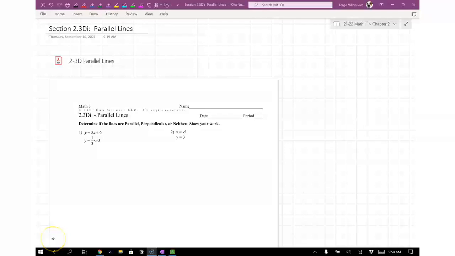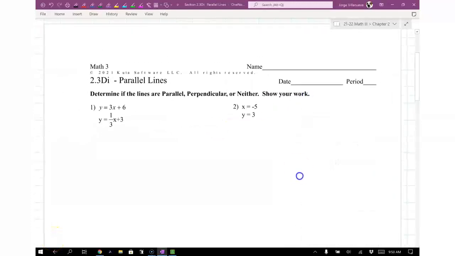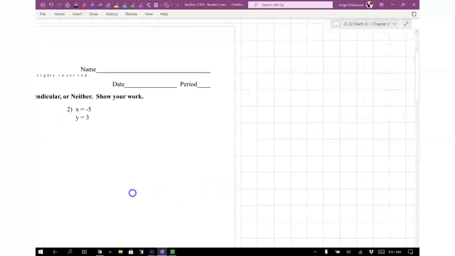All right, so today we're going to be talking about parallel lines. Now, let me zoom into this right here. The questions usually are not too difficult for parallel lines, but the one thing you have to understand about parallel lines is that they have the same slope. Let me write some stuff down over here on the side.